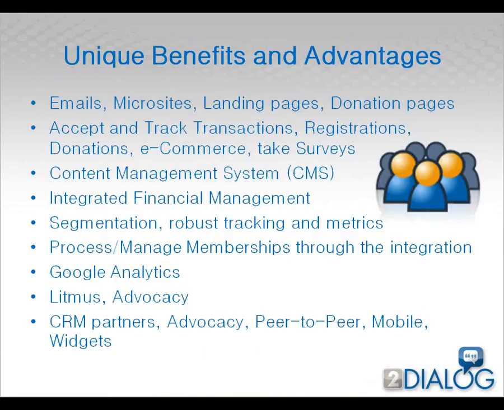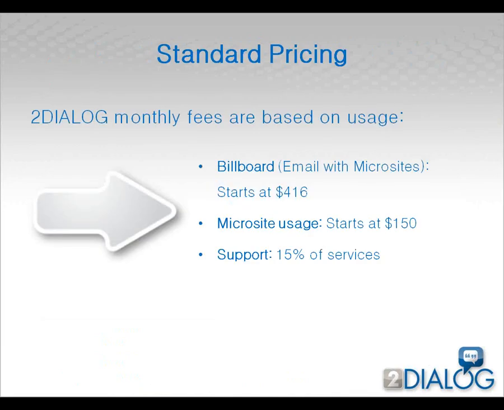Our product, and I think I may have mentioned earlier, we don't really offer off-the-shelf pricing. Our pricing is based on usage, first of all. What I'm showing you here is really some base pricing. So if you're looking at email with microsites and you're in that 0 to 10,000 emails per month, you start at around $416 a month.